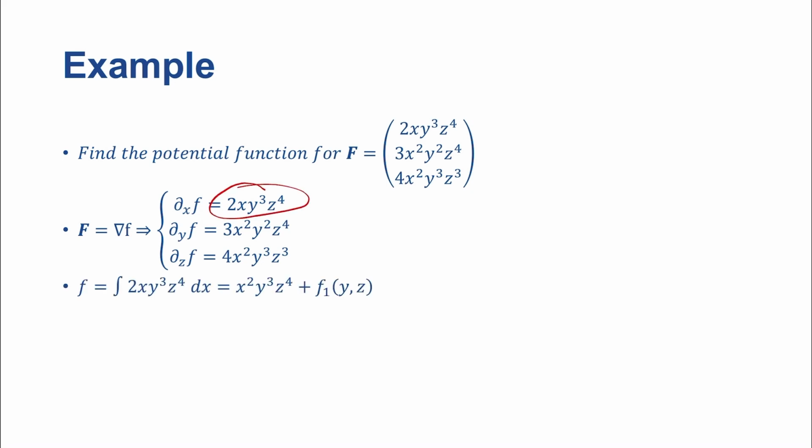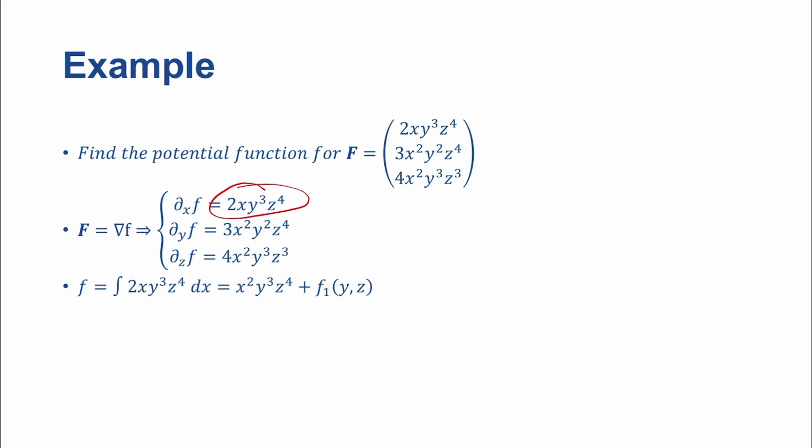So we get that f is equal to the integral of 2x y cubed z to the fourth dx. Now when we integrate this, we take out y cubed z to the fourth as a constant, so integrating 2x, we get x squared y cubed z to the fourth. But instead of having a constant of integration, we have a function of integration, because f can still depend on the other variables y and z, because the x derivative would kill those anyways.